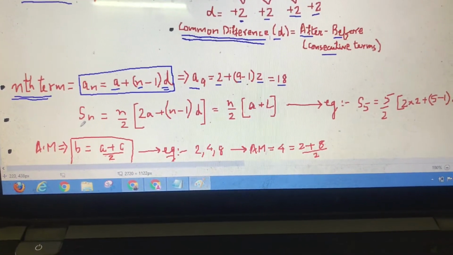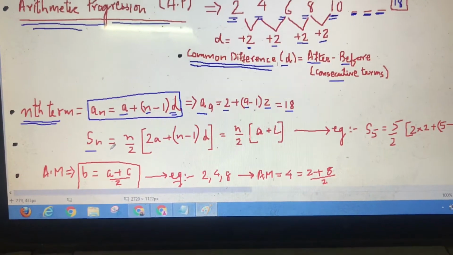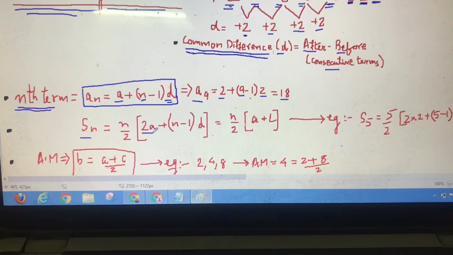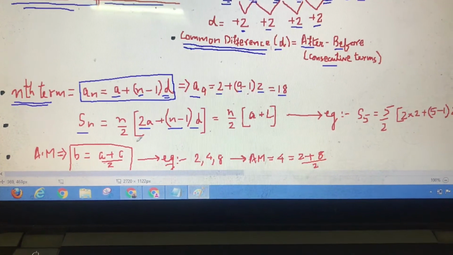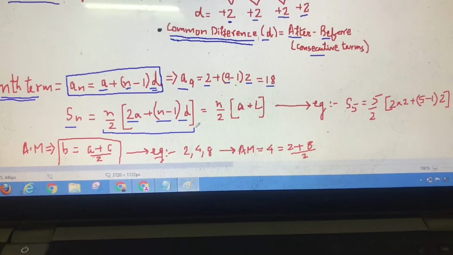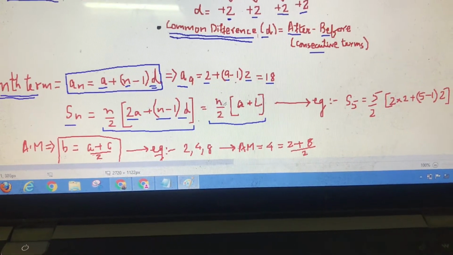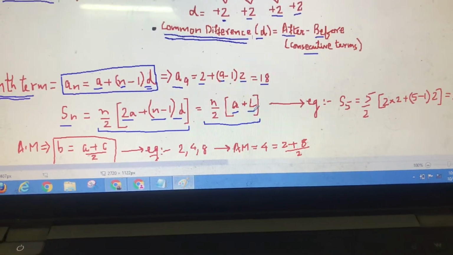Then we have another formula, sum of n terms. Sum of n terms is equal to n upon 2 into twice the first term plus n minus 1 into d. This is one formula, and this is another formula: n upon 2 into first term plus the last term. You can use whichever formula.